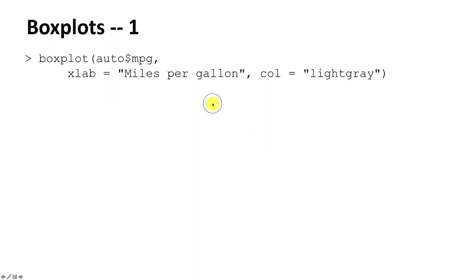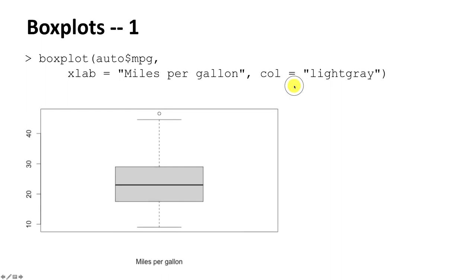Okay. Let's now look at box plots. Box plots are also very important, and as I mentioned earlier, the box plot was invented by Tukey. Again, you can just do boxplot(auto$MPG). That's enough. But if you want xlab and color and so on, you can add those things. So the box plot looks like this.